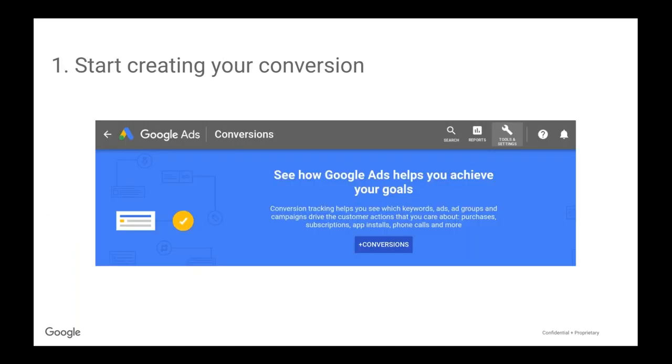At this point, we are ready to start creating our conversion. To create your conversion, all you need to do is, first of all, sign in to your Google Ads account. Then in the upper right corner, you will see an icon called Tools and Settings. You just need to click it, then select Measurement and Conversions. If you're new to conversion tracking, you will see a page like the one shown on the screen. Otherwise, you will see the conversions you already created. Even if you have a conversion, all you need to do is click on the plus conversions button.